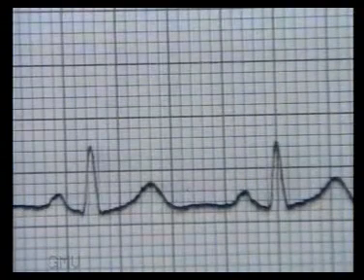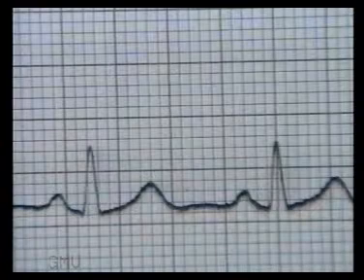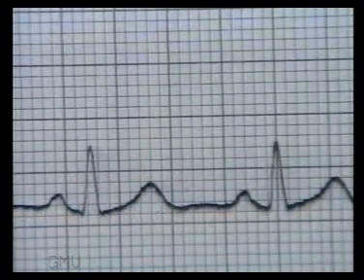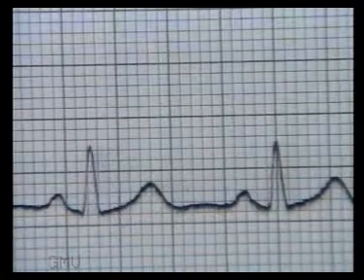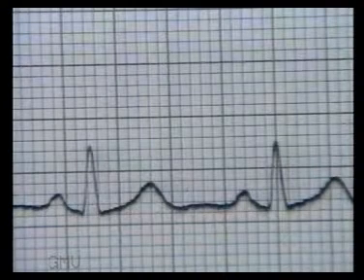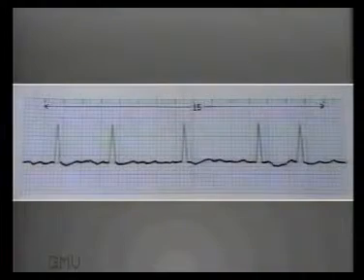In this ECG, count the RR interval. It is 18 small squares. So the rate is 84 per minute, that is within normal range. So normally the RR interval should be between 15 to 25 small squares or 60 to 100 per minute.